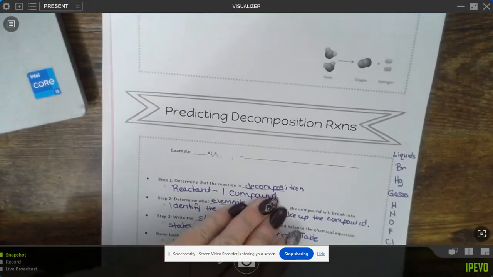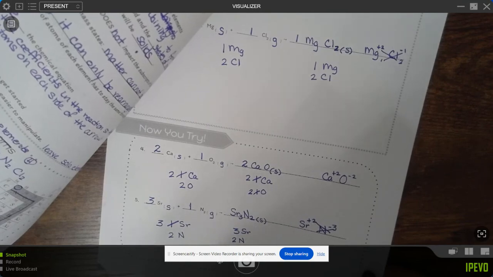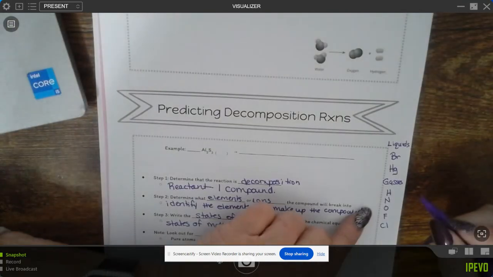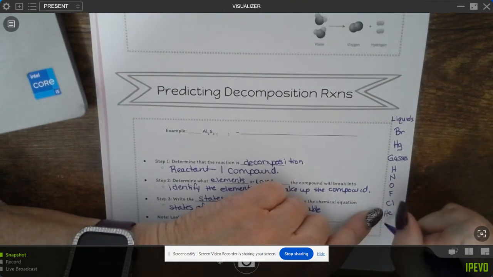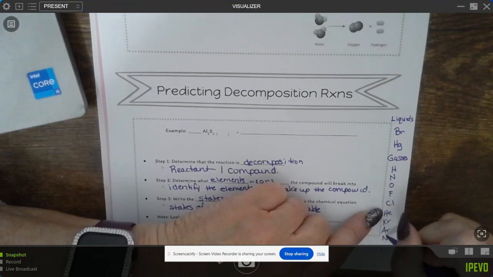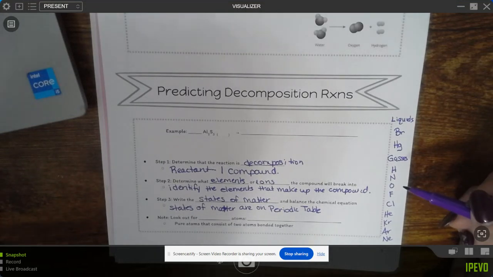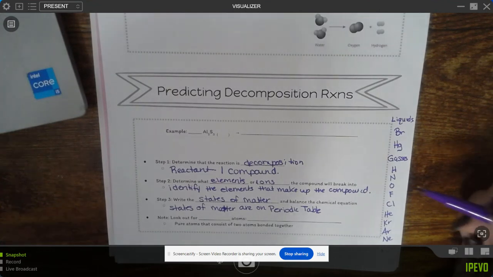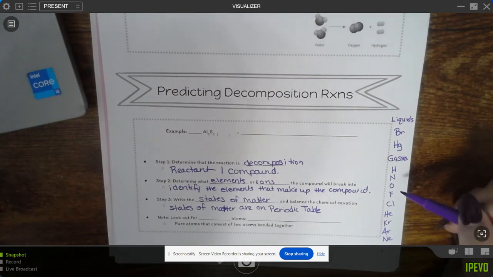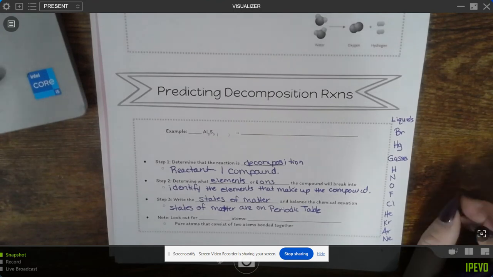I'm forgetting something. Hold on, I have to peek at my periodic table. Nitrogen, oxygen, fluorine, chlorine, hydrogen, and then all of the noble gases, like helium, krypton, argon, neon. These are designated on your periodic table, and they are also written in different colors on the periodic table on the wall in the classroom. But you do need to identify what state of matter each individual element is.